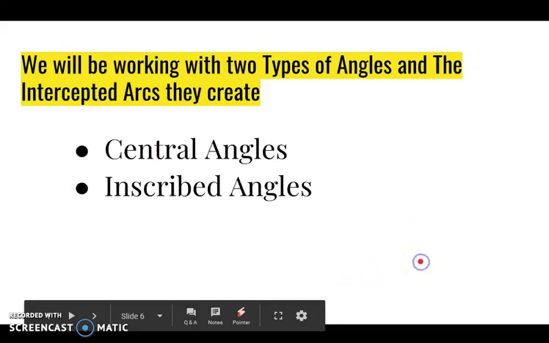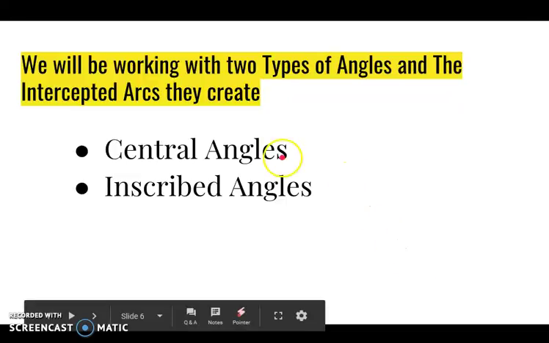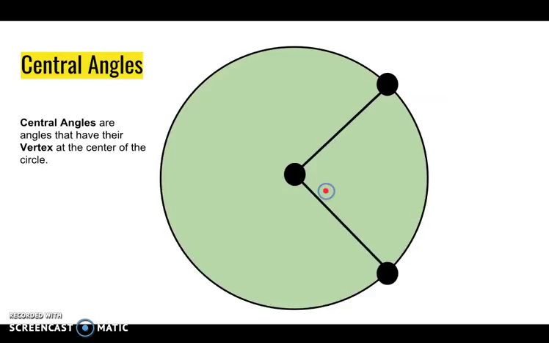All right, now we're going to be working with two different types of angles in this unit. The first angle is going to be called a central angle, and then we're also going to be working with inscribed angles. And then we're going to be talking about the intercepted arcs they create in later lessons, but first I want you to know what these two things are.